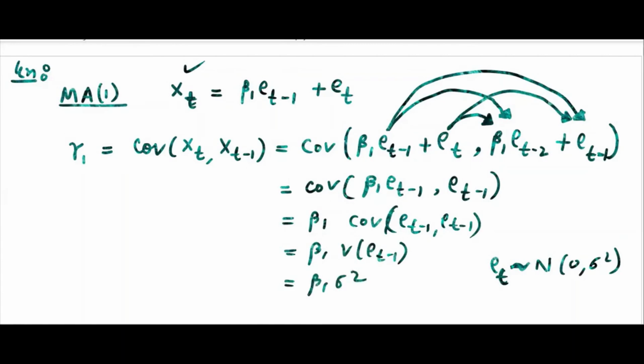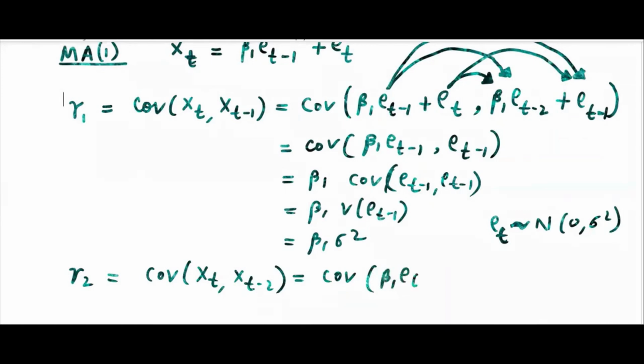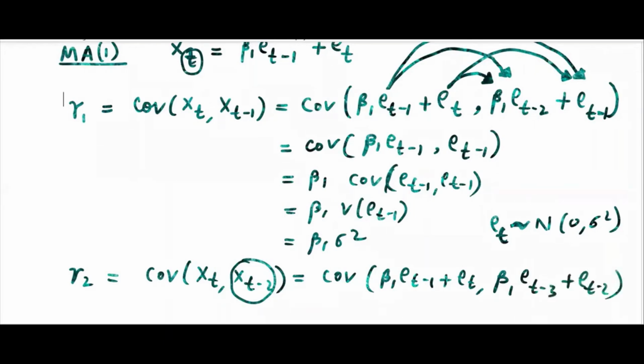If you replace it by 0, we'll not try to find gamma 2, because if you write a similar formula for xt minus 2 in case of the MA1 process, xt is beta 1 et minus 1 plus et, and when you replace t by t minus 2, xt minus 2 will be beta 1 et minus 3 plus et minus 2. Now if you check pairwise, t minus 1, t minus 3, t minus 1, t minus 2, t minus 3, t minus 2.